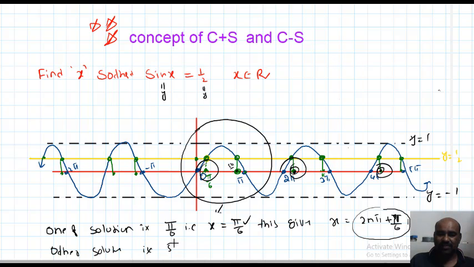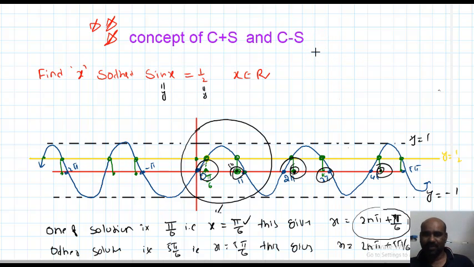The other solution is 5 pi by 6, that is x equal to 5 pi by 6. This gives x equal to 2n pi plus 5 pi by 6. See, these also will satisfy. These values are satisfied, and the remaining values will satisfy by this rule.